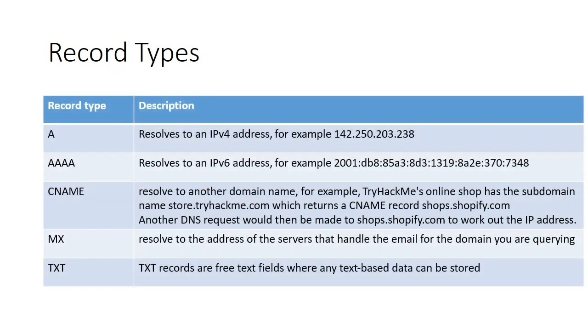So the first one would be an A record. It resolves a domain name to an IPv4 address. So we have, for example, a domain name, and we want the IPv4 address for it. The AAAA record resolves to an IPv6 address instead of an IPv4. Then we have also the CNAME record. A CNAME record will resolve to another domain name, so for example, it lets us create aliases.